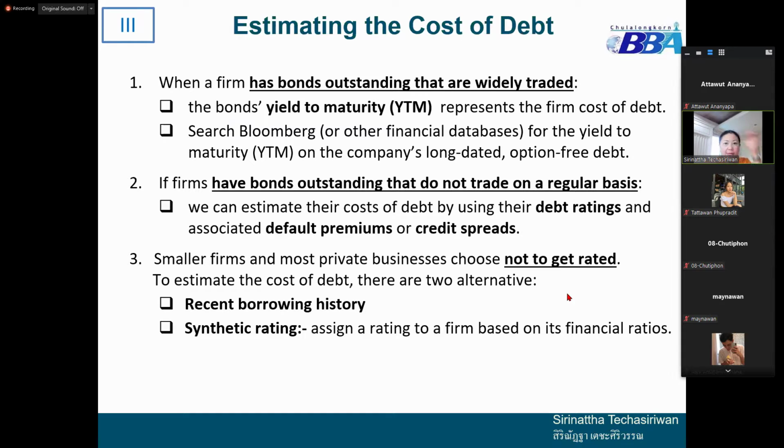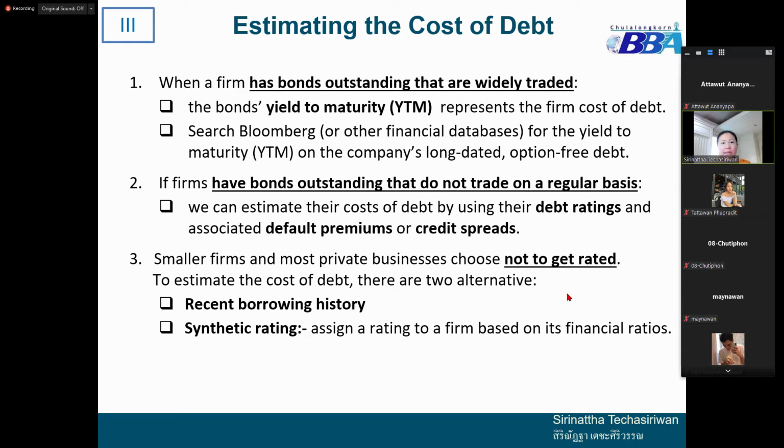However, there are three circumstances in which you can come up with the cost of debt. The first situation is if the firm you want to estimate the cost of debt for has debentures outstanding that are actively traded in the secondary market. When a company's bonds, or in Thailand we call them debentures, are actively traded in the secondary market, you can look at the yield to maturity.